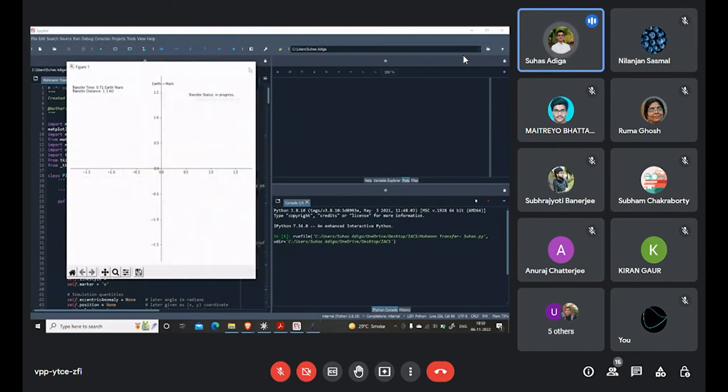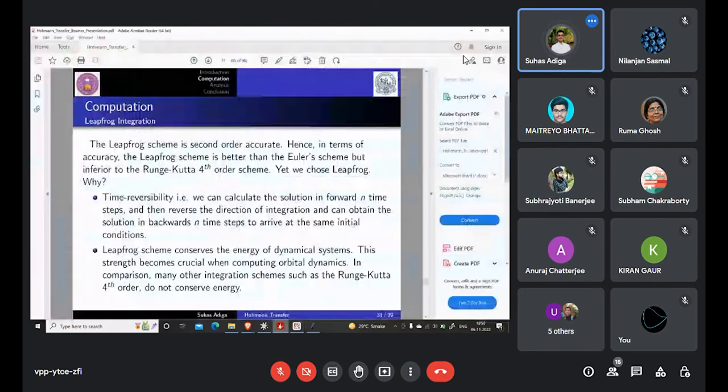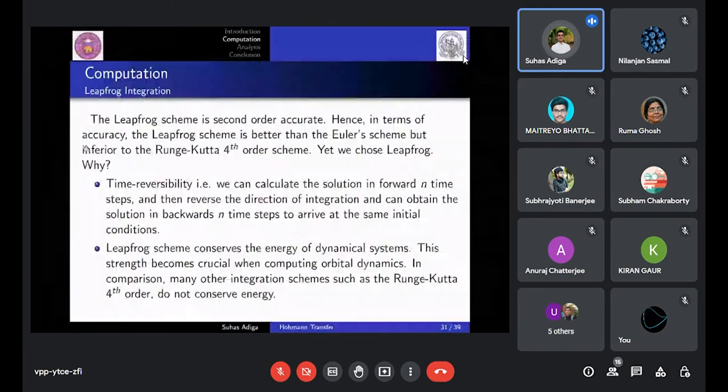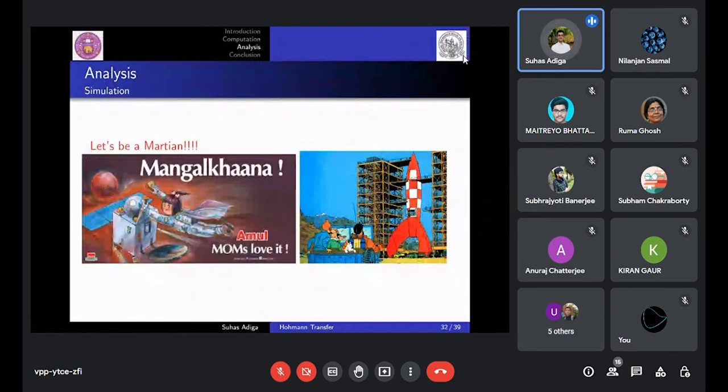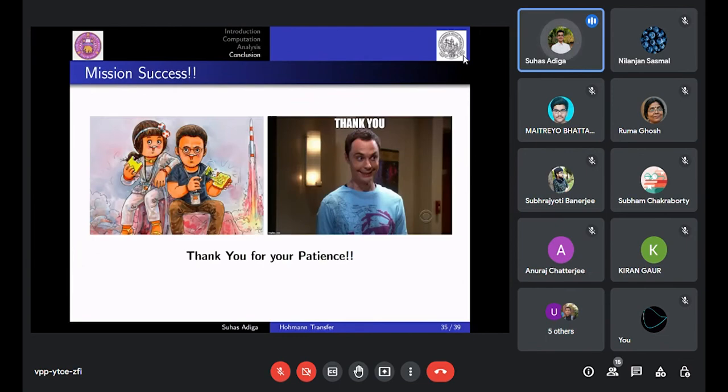This is mainly because eccentric anomaly is not matching. So I hope the simulations helped you to understand a bit better. So coming back to the slides again. So we were successful in going to Mars now. So it was a successful voyage, and you clearly observed that we needed to give two impulses at two different points for a Hohmann transfer. And I hope we were successful in making this seemingly difficult concept very simple for you to understand. And it was a successful mission.